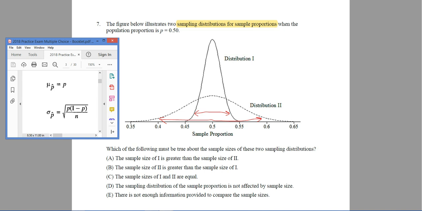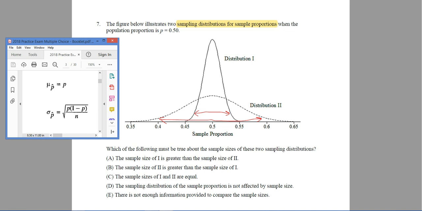simple algebra, right? We know that when values in the denominator increase, the overall expression gets smaller, right? That's why 1/4 is a smaller value than 1/2, because 4 is the bigger denominator than 2. Okay? So, since distribution 1 is narrower, we can conclude that it has a smaller standard deviation. And because it has a smaller standard deviation, that would also imply that its sample size must have been larger.